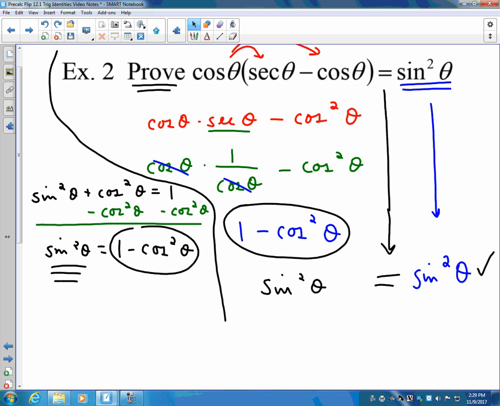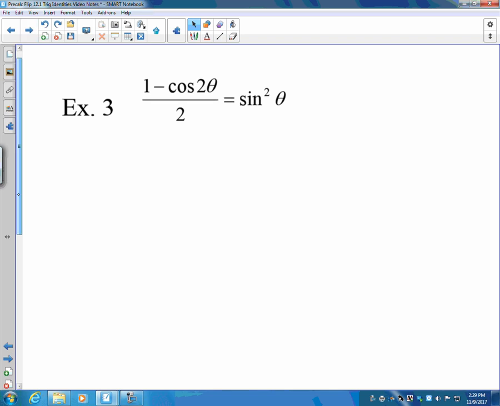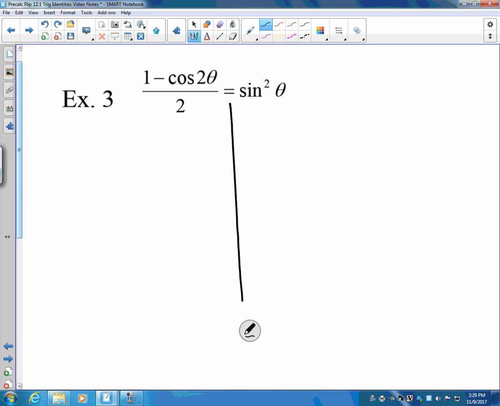All right, is that okay? You sort of understand what I'm doing here? It's tough, so we'll do a couple more examples. How about this one? Again, this is supposed to say prove, but whatever. Let's draw that line down the middle. Let's work on the left side. What do you think? Can we replace the cosine of 2 theta?